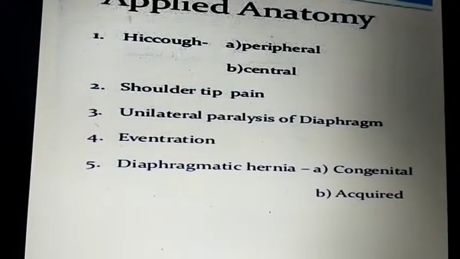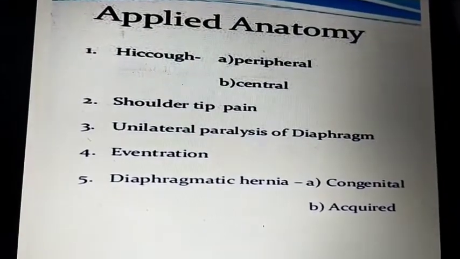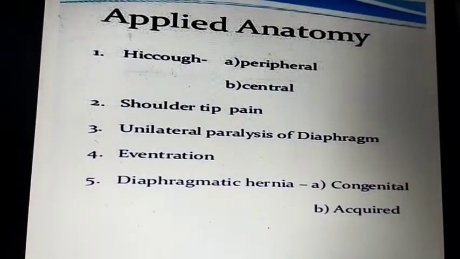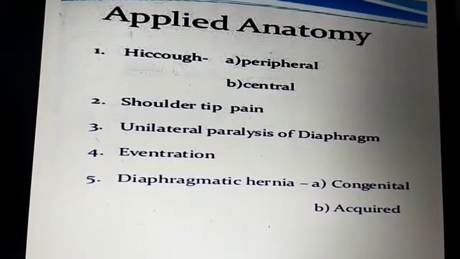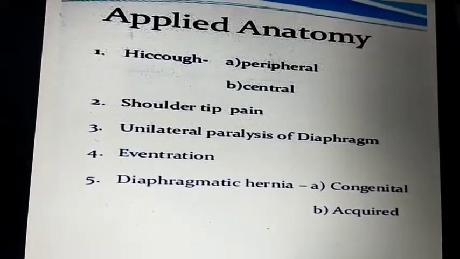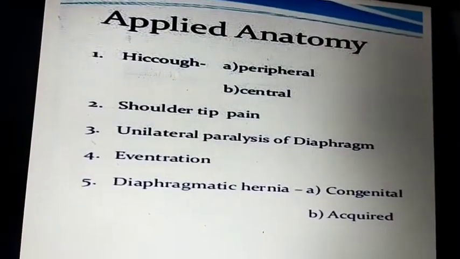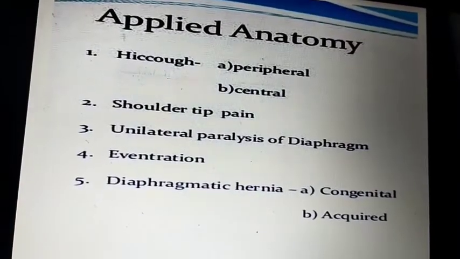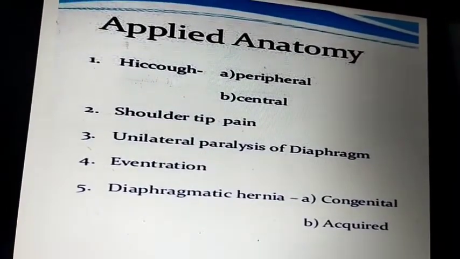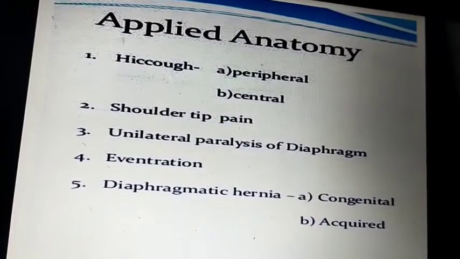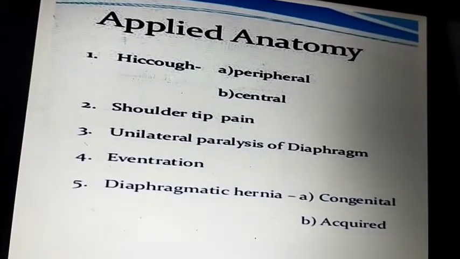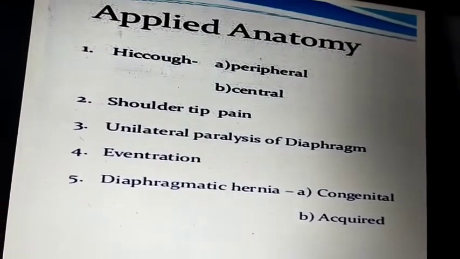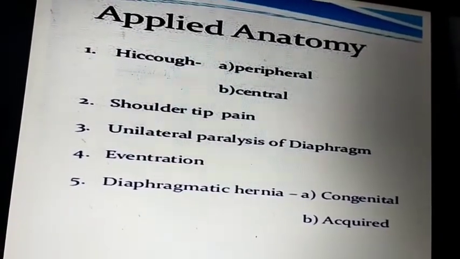Now the applied anatomy of the diaphragm: hiccup, peripheral or central, shoulder tip pain, unilateral paralysis of the diaphragm, eventration, and diaphragmatic hernia, which is congenital or acquired. Another main one is respiration, cough, micturition, anything. This is because of the diaphragm.